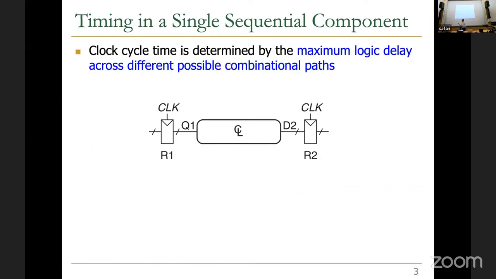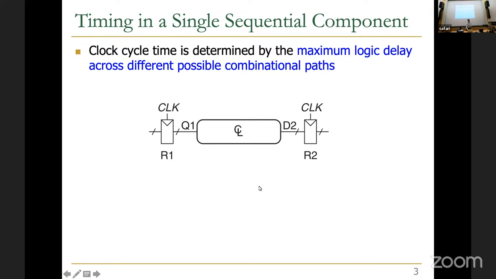Okay, so just to remind you, timing in a single sequential component is determined by the maximum logic delay across different possible combinational paths through the combinational logic that connects one register to another. So we figured out how to compute the maximum logic delay that goes through this register and then the combinational logic and then to latch the data into this register as well. So that's your clock cycle time, or minimum clock cycle time at which you can operate the circuit, right? And as you know, both the sequential and combinational components are involved in it. You can watch the lecture from last time if you want to remember.